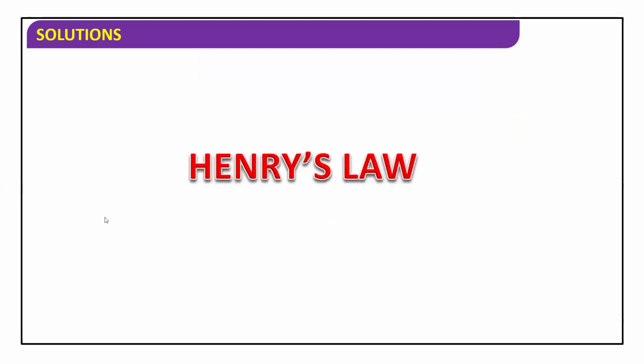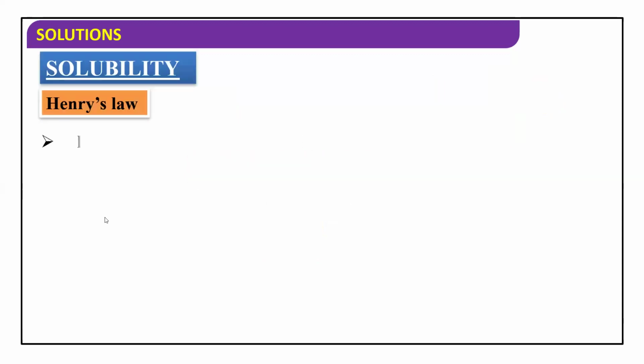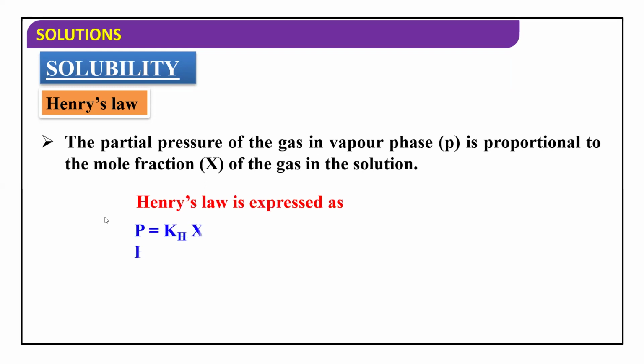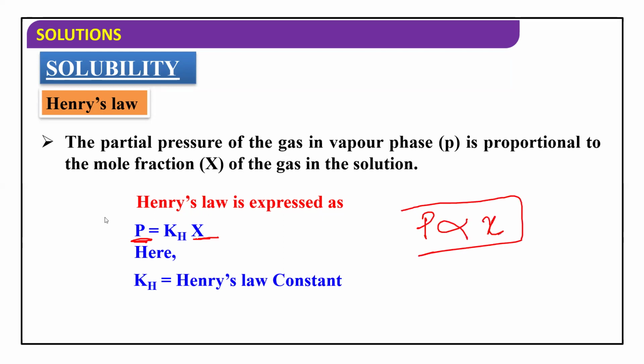Now next coming to Henry's law. Henry's law is based on this gas and liquid concept only. Now what is Henry's law? The partial pressure of the gas in the vapor phase is directly proportional to the mole fraction. So mathematically, Henry's law is expressed as P = Kh × X, where P is the partial pressure of the gas, X is the mole fraction, and Kh is Henry's law constant. So if one increases, the other one will also increase.